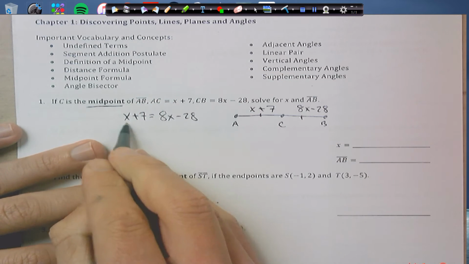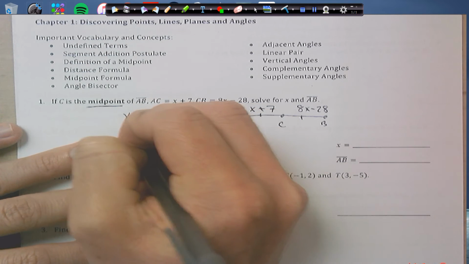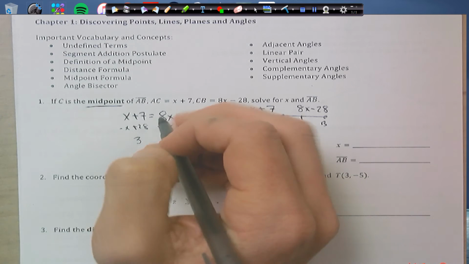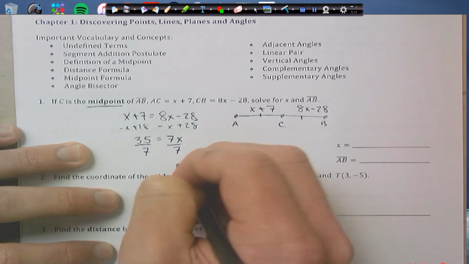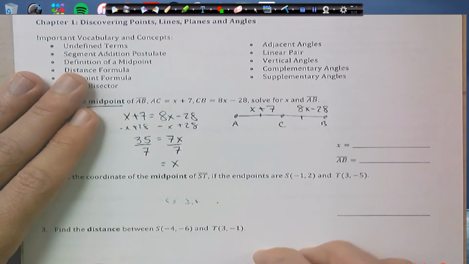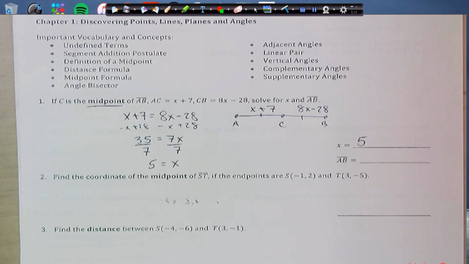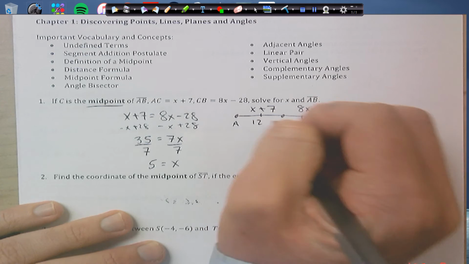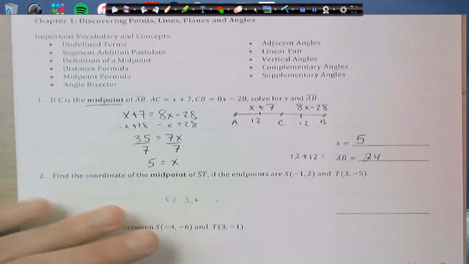I'm going to go ahead and subtract the x over here and add the 28 over. And when we add those two together, we're going to get 35 equals 7x, and then we can divide by 7. And x is going to equal 5. Once we get 5, we can plug it back in and find what the value of actual AB is going to be. So I plug in 5 here, 5 plus 7, that's going to be 12. This will also be 12, so the whole length is going to be 24. Or 12 plus 12, which would equal the full segment of AB.